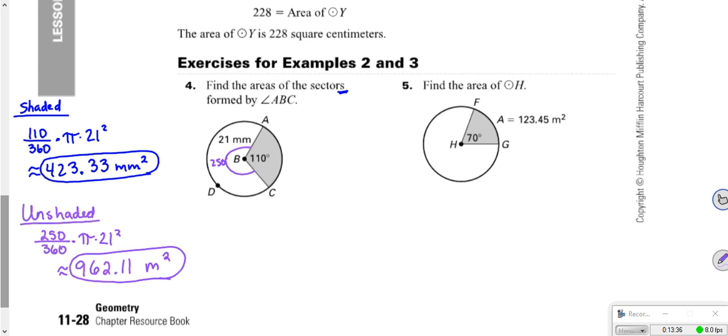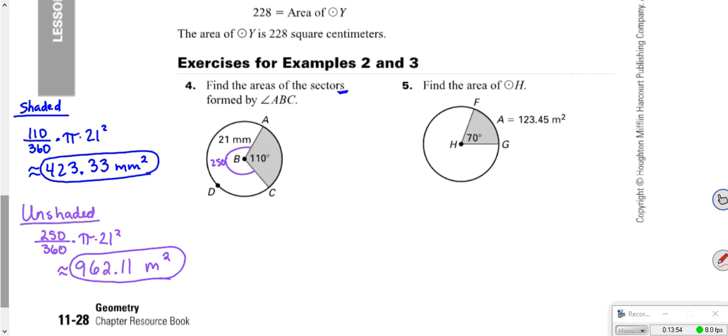So how could you check yourself? One way to check yourself is to add those two areas up and see if they add up to the whole area of the circle, pi r squared. It's one way to check yourself. Not going to take the time to do that, but that's how you can do it.